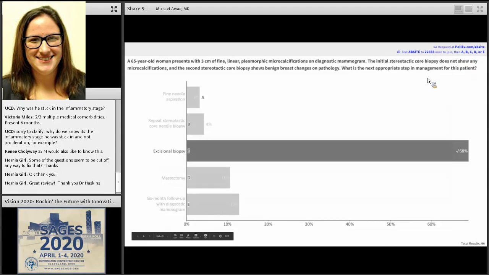Awesome. You guys are doing great. So pleomorphic calcifications are not benign, so it's a discordant finding. You can't just follow it. And remember, it's breast, so we're not doing FNAs. You already have 2 negative stereotactic biopsies, so going back for another one is not a great idea. Don't repeat it. Go on to an excisional biopsy.